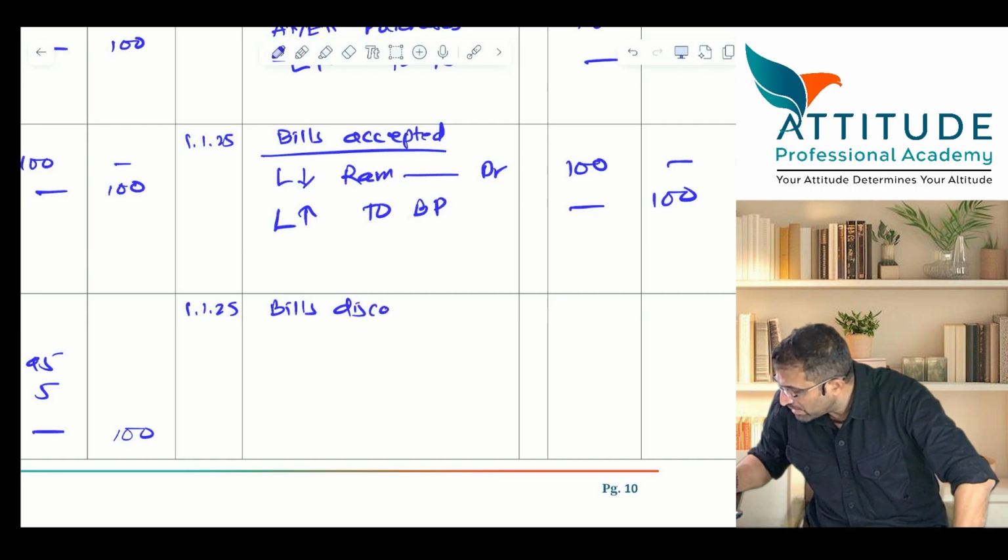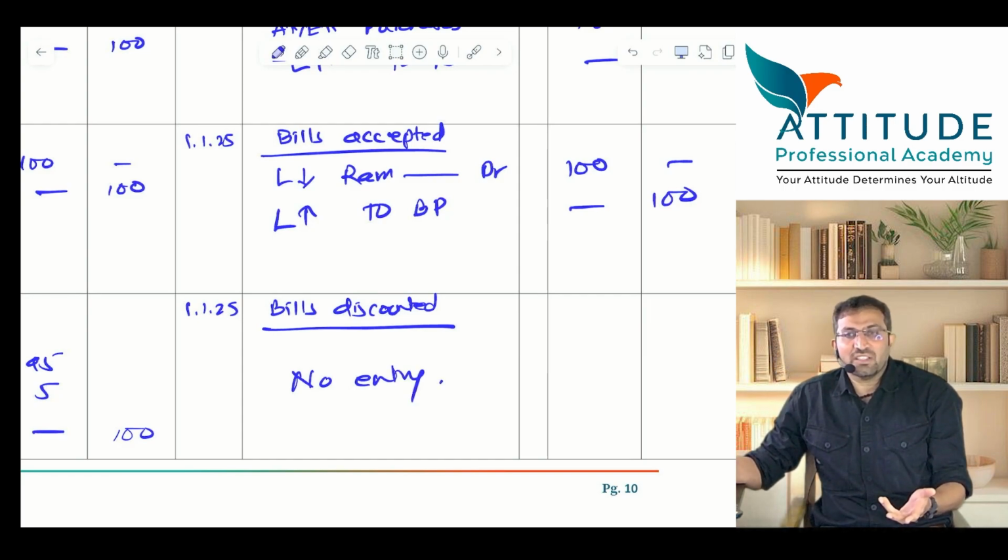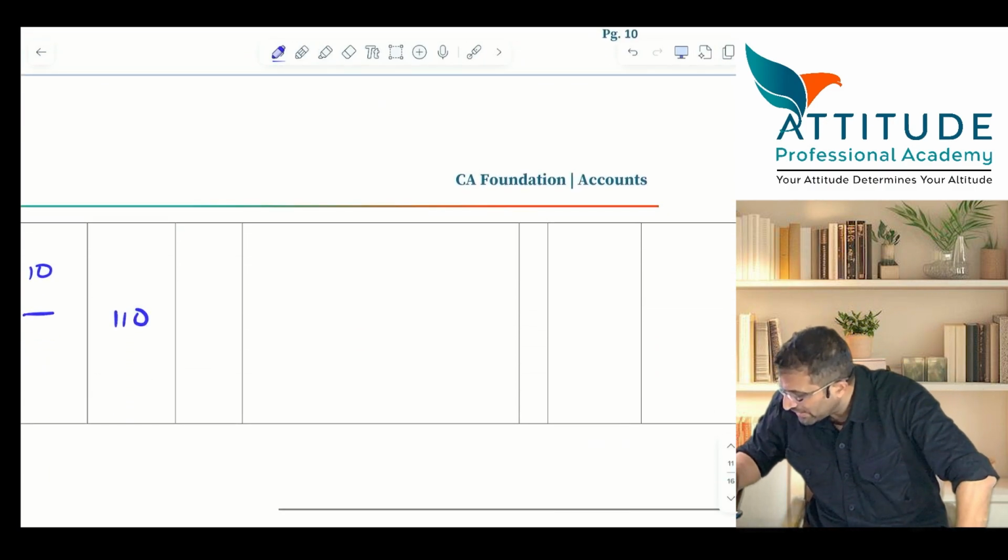Bills discounted. No entry. Very good. Because I have not got the money. Ram has got it. It is between Ram and the bank. Remember the story. Is that clear? Next. Tell me. Last one.